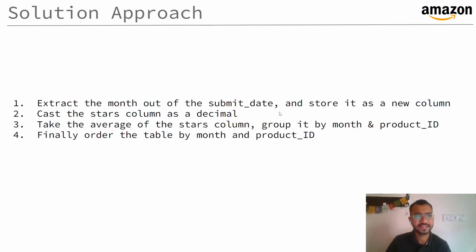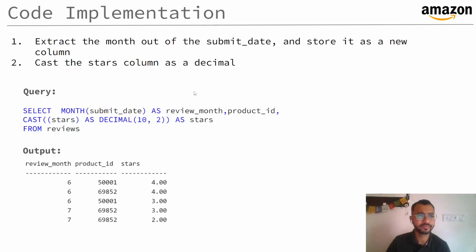Fine. So let's get started with the code for this problem. Here I've done the first two steps only, where as you can see, I've used the month function to extract the month out of the submit date, and I've called it review month. I've selected only three things: your submit date as review month, the product ID, and then I've cast my stars as a decimal. And here 2 means that it's up to two decimal digits. I've selected these three things from my table reviews, and you can see the output here that my stars is showing up to two decimal digits, and then I have my review month extracted and then my product ID.